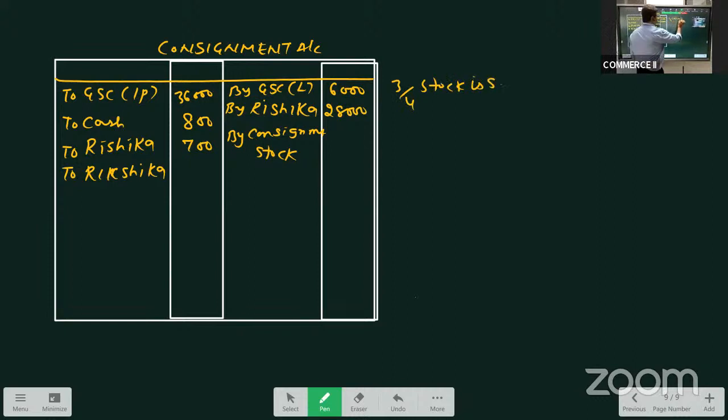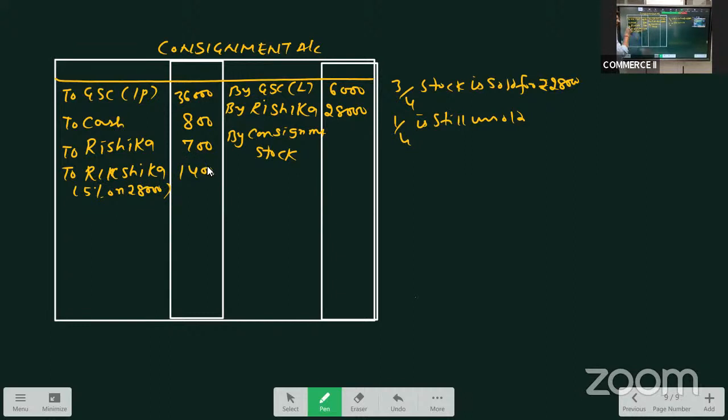is sold for rupees 28,000. 3/4 stock. So 1/4 is still unsold. That is our consignment stock. We'll do the valuation of that. Then what is the commission? Commission is given as 5%. As you know, commission is always calculated on sales. 28,000, 5% would be 1,400.